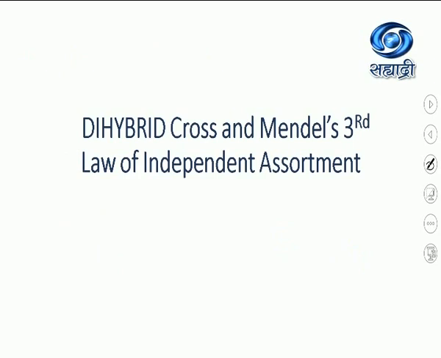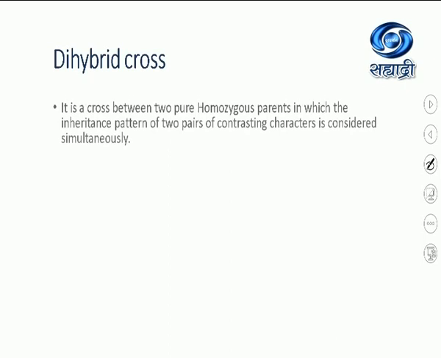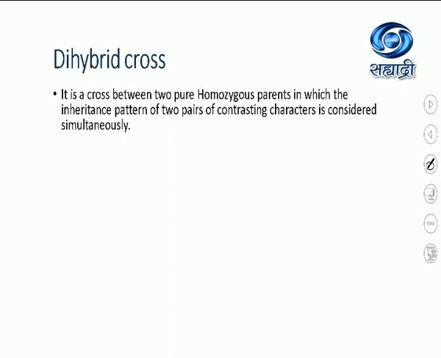Now let us start with a dihybrid cross, and after that we'll also discuss Mendel's third law of independent assortment. Dihybrid. It is a cross again between two pure homozygous parents, as Mendel always selected pure parents, in which we are going to study the inheritance pattern of two pairs of contrasting characters. When we studied one pair of contrasting characters, we called it a monohybrid cross. When we are studying two pairs of contrasting characters, we call it a dihybrid cross.